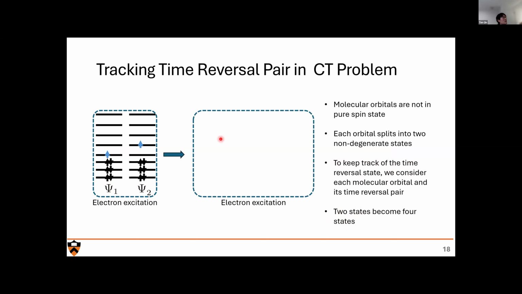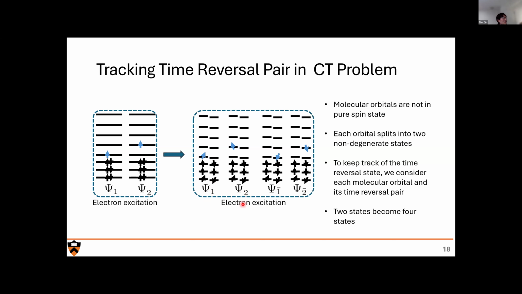I will draw a picture here to summarize what we have, where instead of the previous picture, each electron will no longer be in a spin pure state, and each of the orbitals will split into two non-degenerate orbitals. And instead of considering only the two charge transfer states, we also need to consider their time reversal pairs.